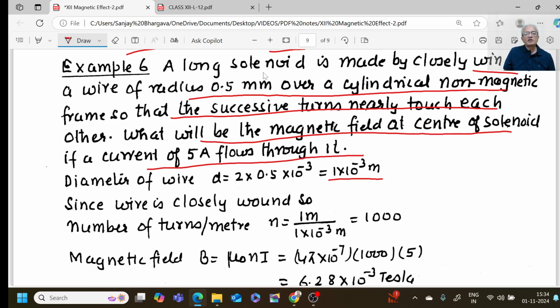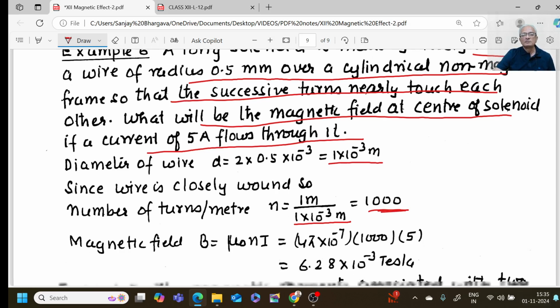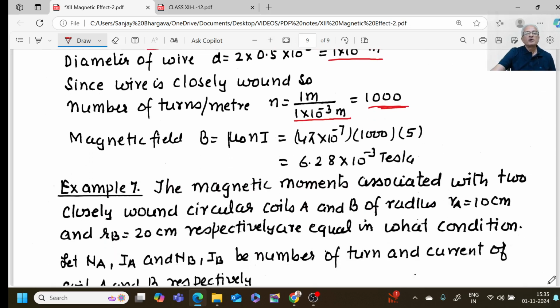Since wire is closely wound, the number of turns per meter would be equal to 1 meter upon 1 × 10⁻³ meter. That is 1000. Magnetic field would be B equal to μ0 n I, and that is 4π × 10⁻⁷ × 1000 × 5, and that gives me 6.28 × 10⁻³ Tesla.